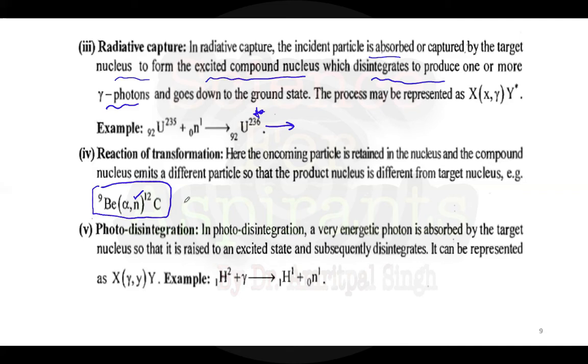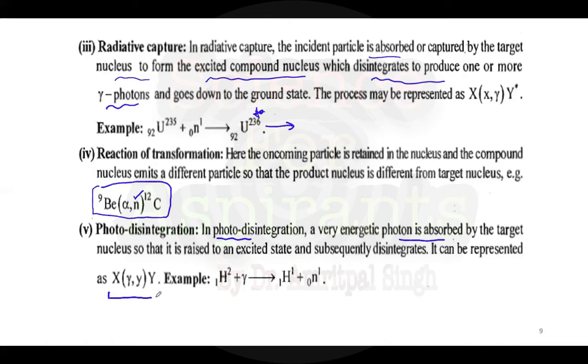So for example, we are shooting neutron particles in nuclear scattering, and we are shooting protons in a nuclear interaction, so the formation of another particle, that representation is the representation of these transformation reactions. Another type of nuclear reaction is photodisintegration. As the name suggests, in photodisintegration, a very energetic photon is absorbed by the target nucleus.